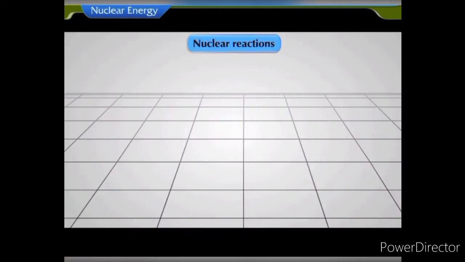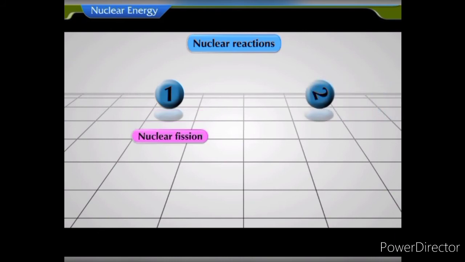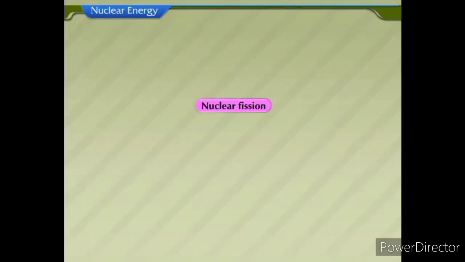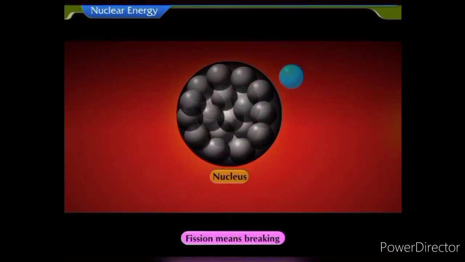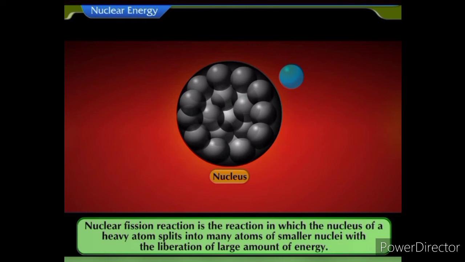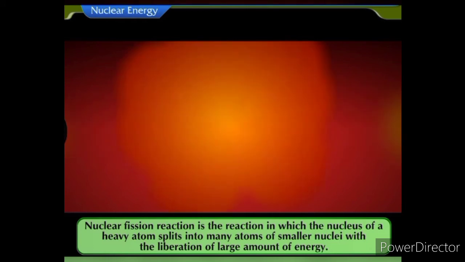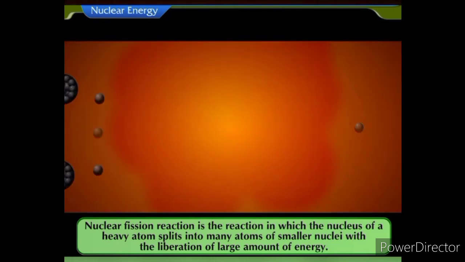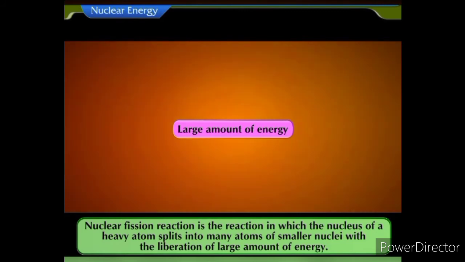Nuclear reactions are of two types: 1. Nuclear fission, and 2. Nuclear fusion. What do you mean by fission? Fission means breaking. So, a nuclear fission reaction is the reaction in which the nucleus of a heavy atom splits into many atoms of small nuclei with the liberation of a large amount of energy.